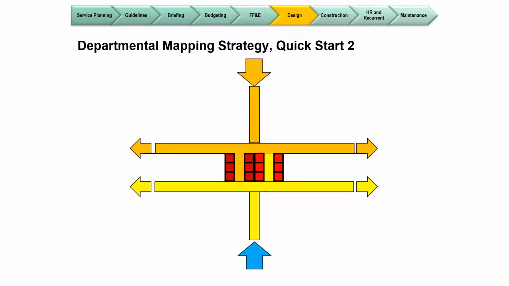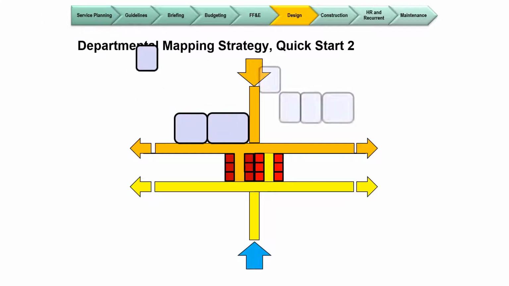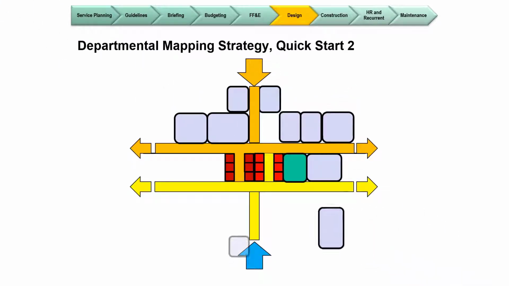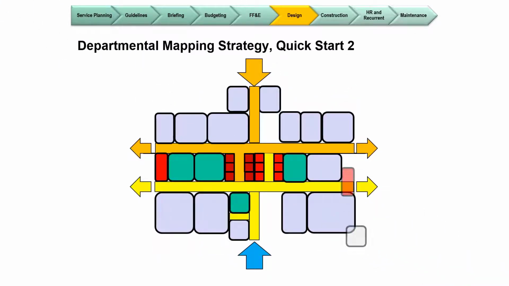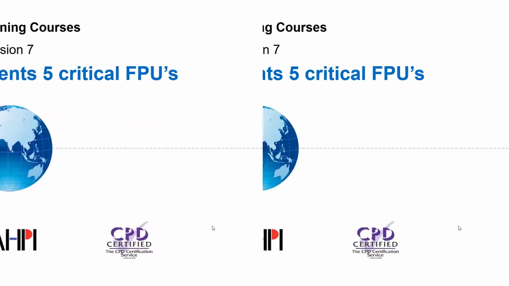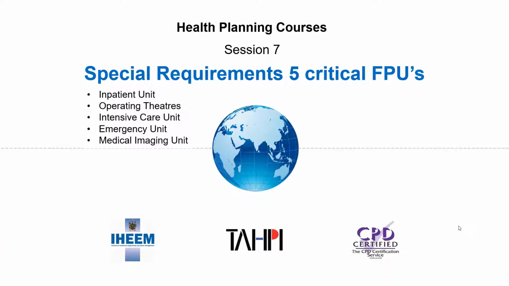Look at some quick tips on how to start the planning of a hospital, for example, how to conceive of circulation patterns, how to relate all the departments together, how to do the permutations and massage it into a final outcome. Session 7 is a design session.